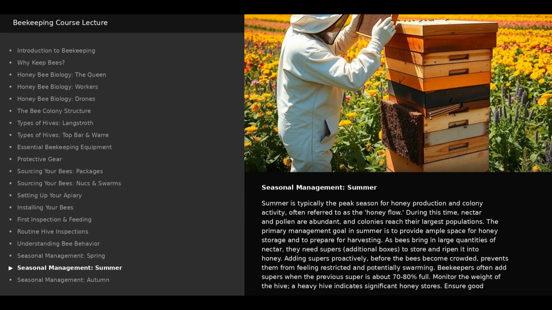Adding supers proactively, before the bees become crowded, prevents them from feeling restricted and potentially swarming. Beekeepers often add supers when the previous super is about 70 to 80% full. Monitor the weight of the hive. A heavy hive indicates significant honey stores.